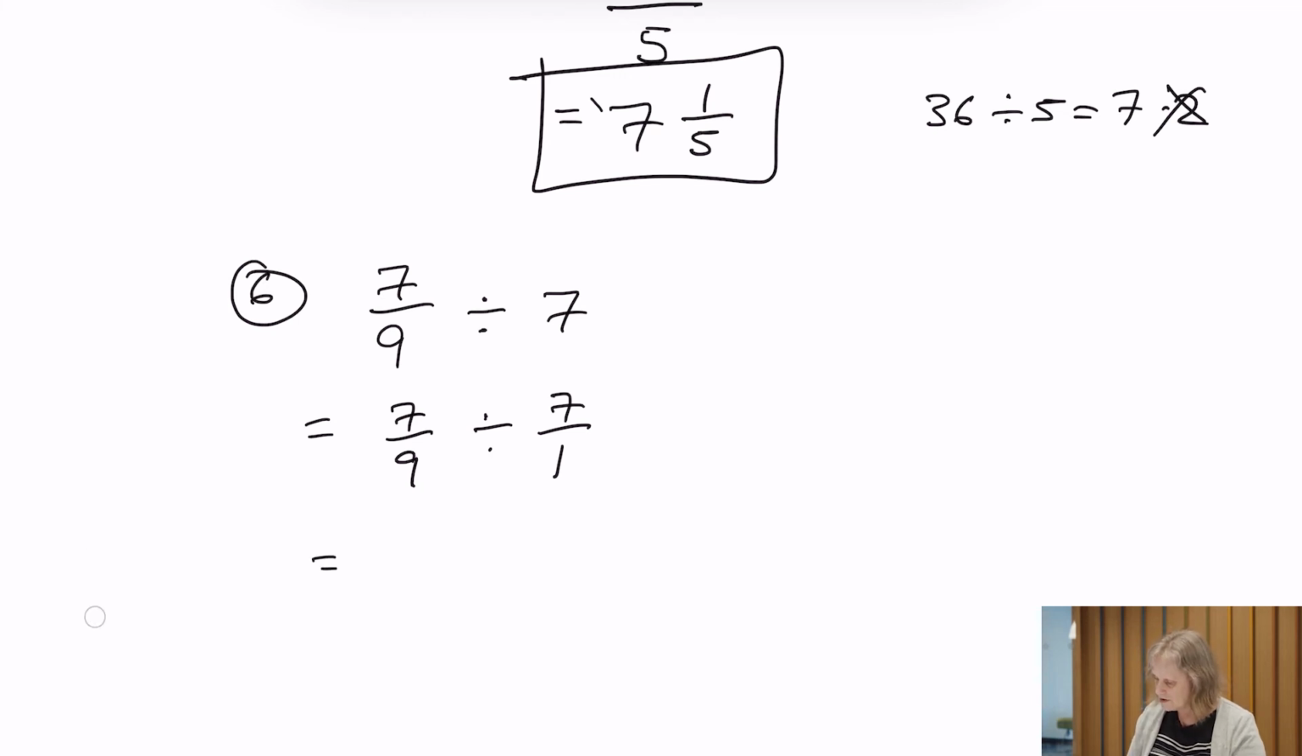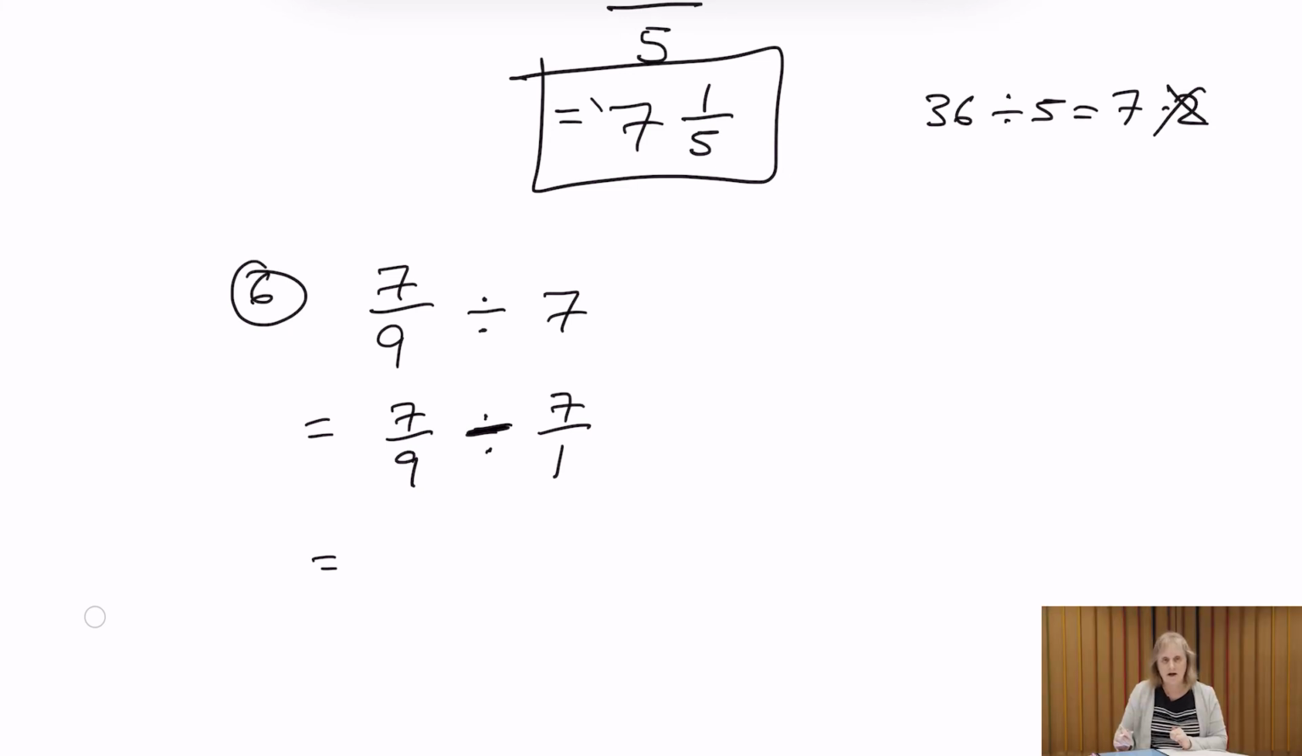Okay, now when we're dividing fractions, there's just one extra step that we need to do. We actually have to change it into a multiplication. So we can't do the division at this point. We have to change it into a multiplication, and then we follow the procedure for multiplying fractions. So how we do that is we always write the first fraction as it is, 7 over 9, change it to a multiplication, and we flip the second fraction only. So that's 7 over 1, we flip it around, 1 over 7.